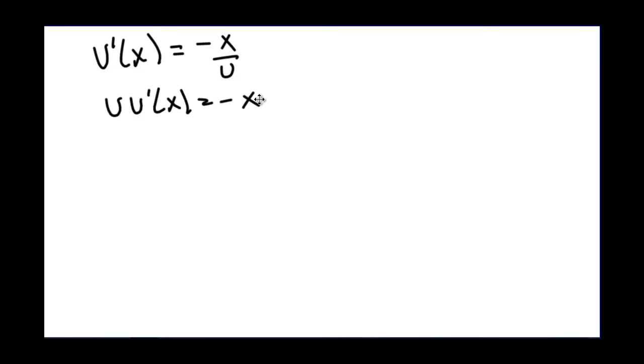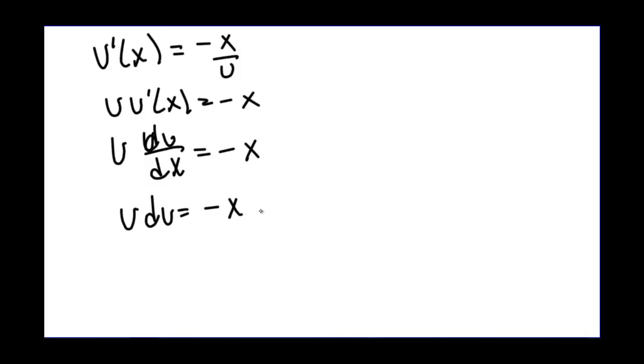It's not always the case that we can solve our equation for y. So let's look at an example where we have u prime of x equals negative x over u, and this is separable. We have a function of x times a function of u. So we have u times du over dx equals negative x. Multiplying both sides by dx, we have u du equals negative x dx.